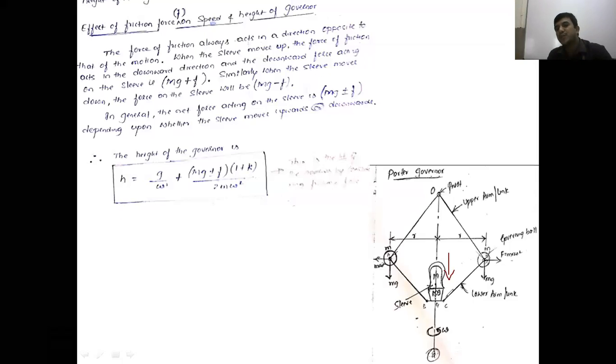Frictional force is opposite to the motion of a body. The force which is generated when two bodies are in contact: if the body moves in this direction, the frictional force is opposite to that one. That means the frictional force acts upward here. Now what is the total force acting here? Considering the sleeve, it is mg. Now the frictional force acting in the upward direction means minus F.